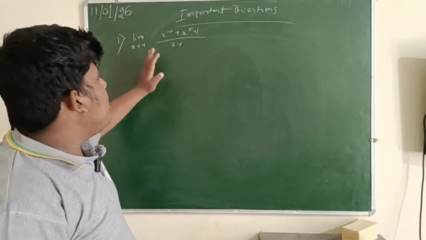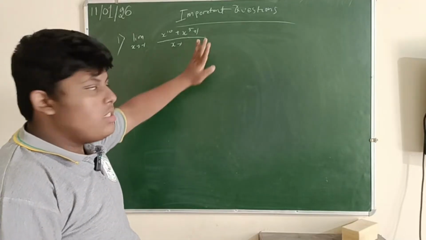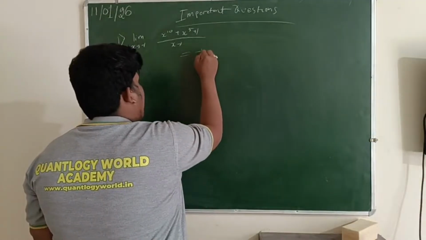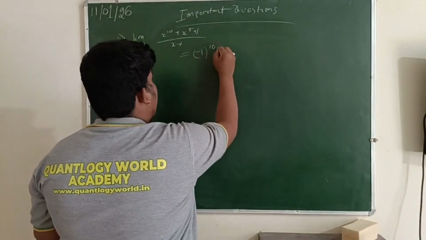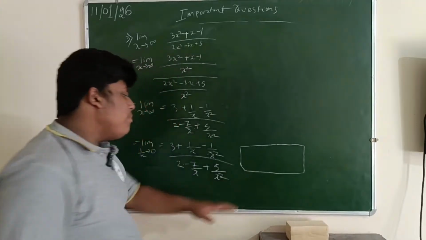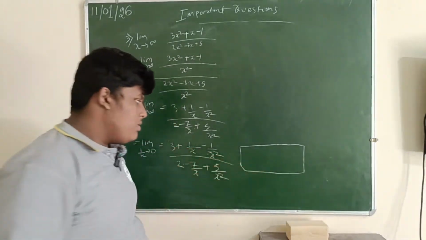So simply we will put the value of x, that is -1, in this equation, and we will get the answer. -1 to the power 10 plus -1 to the power 5, and this is a very important step. This step carries half marks.